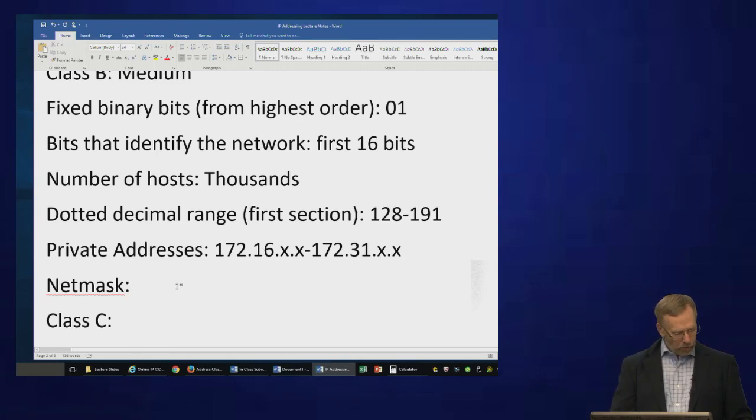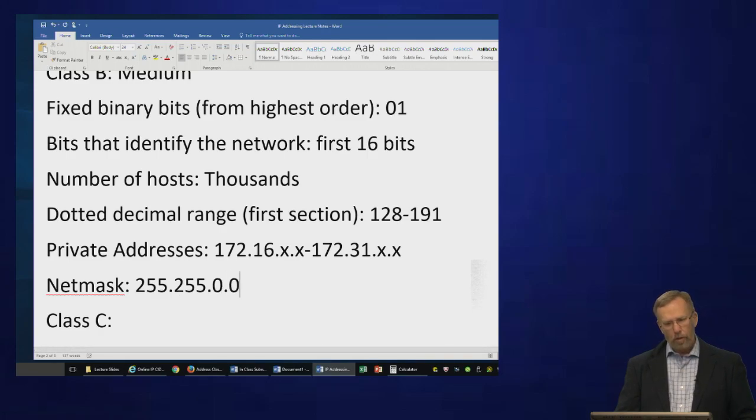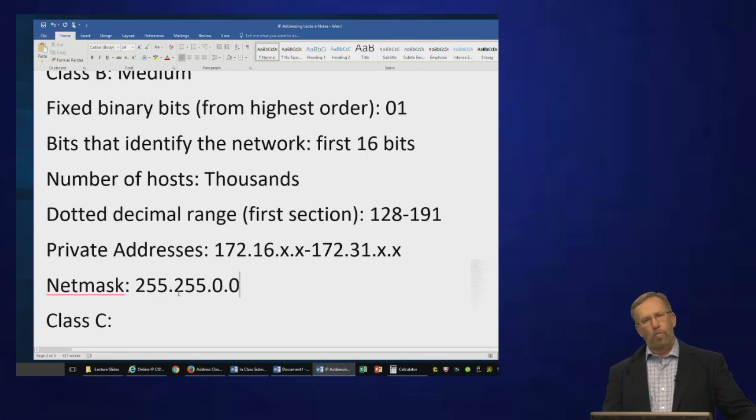The net mask for a Class B network is always this, meaning that if we were to break it down into binary, the first half, the first 16 bits would identify the network, and the last 16 bits would identify the host. So that's what we see in a Class B network.